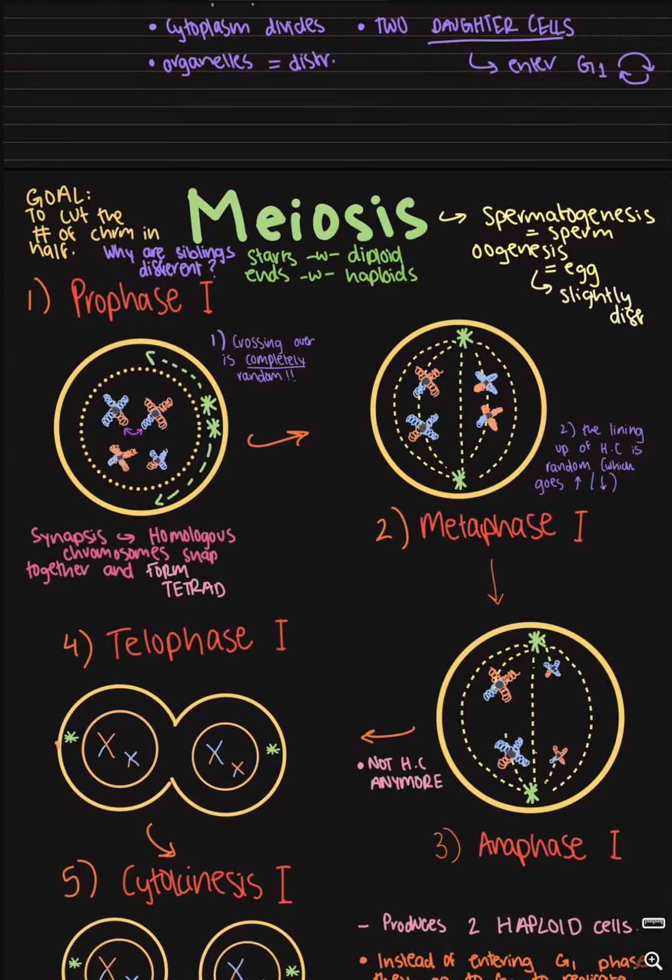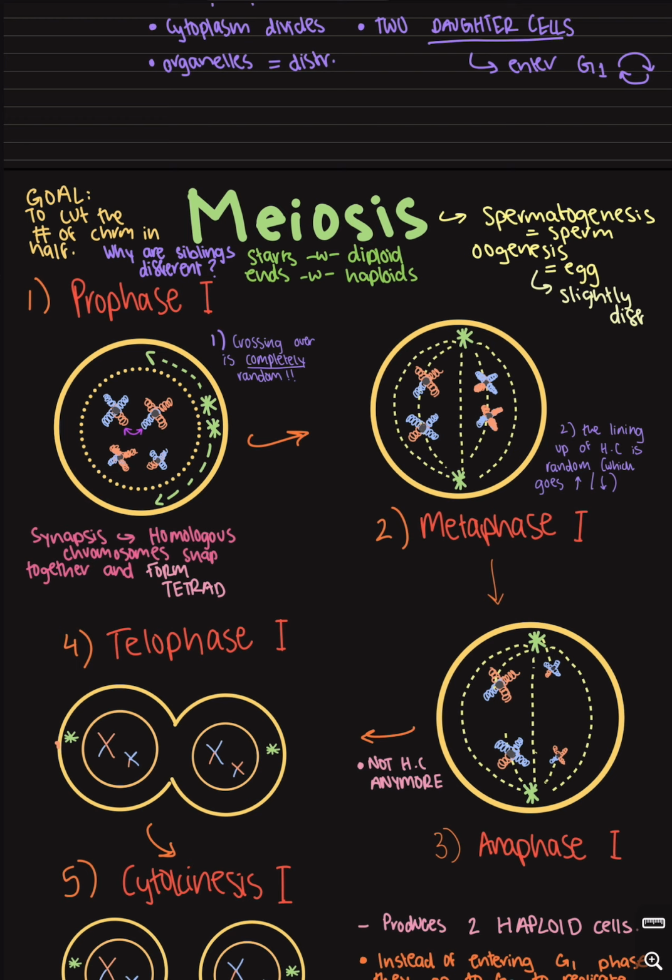Hey guys, so this is meiosis. And meiosis is also known as spermatogenesis, which is the creation of sperm. And later we'll talk about oogenesis, which is the creation of egg, okay? And meiosis occurs in gamete cells, also known as sex cells. And the goal of meiosis is to cut the number of chromosomes in half, okay?